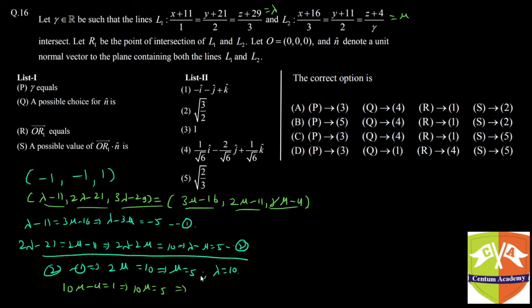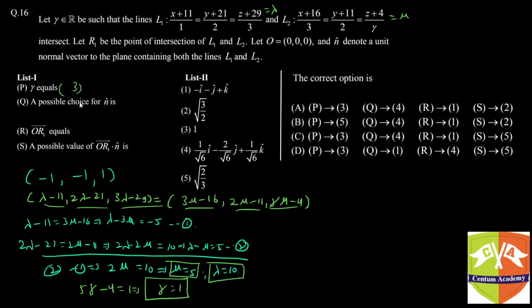By the way, my mu is 5, not 10, so let me rectify myself. This is 1, mu is 5, so 5 gamma minus 4 equals 1, so my gamma will also be equal to 1. We got the value of gamma, mu and lambda and the coordinates of R. So gamma equals how much? 1. Yes, P is option number 3. That is in 3 of the options.